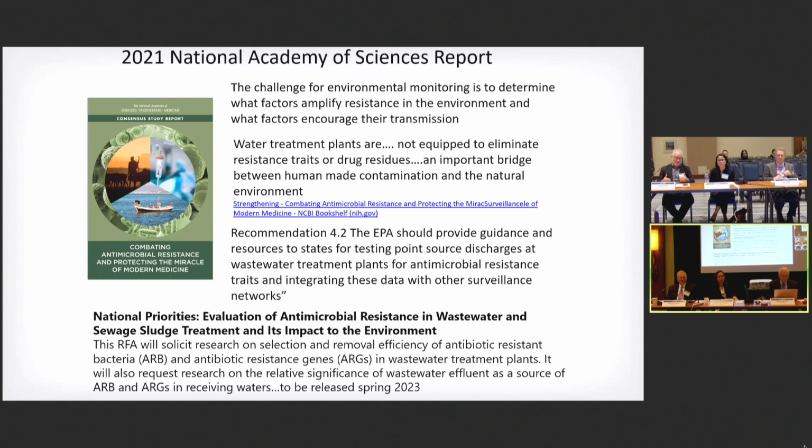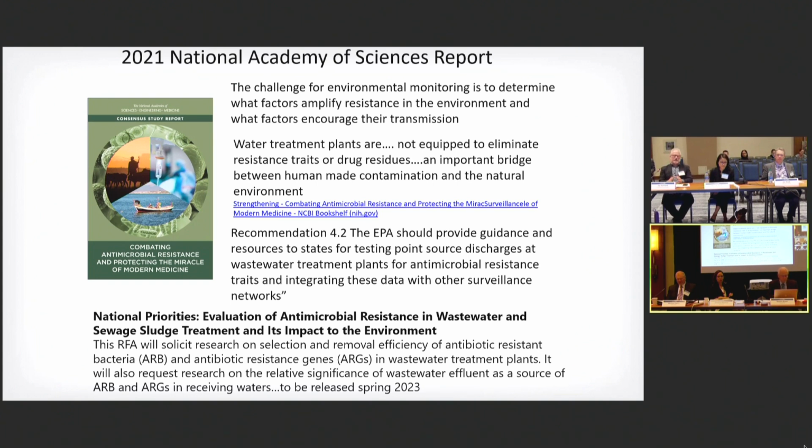We're not at the point now of providing resources and recommendations directly to them to do that, but we have identified a national priorities funding to look at that antimicrobial resistance in wastewater and sewage sludge treatment and the relative impacts, as mentioned earlier, in the environment. That's going to be a RFA that's coming out this year and would probably be funding levels between $9 and $10 million. So very significant investment for us to really generate information to better understand this issue of wastewater, human wastewater impacts on the environment relative to others.